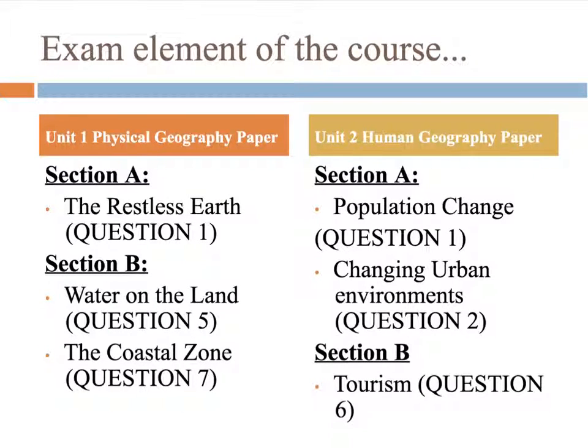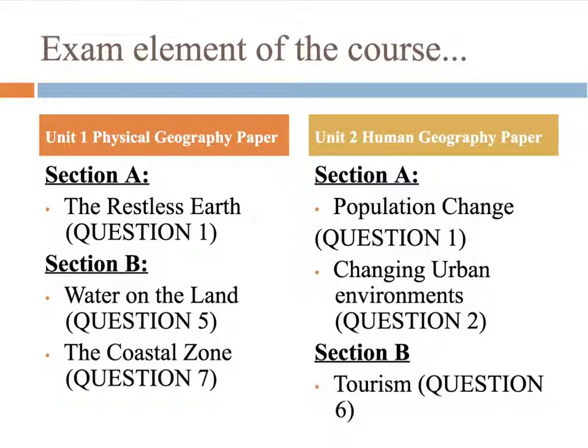So, looking at these two exam papers, Unit 1 Physical Geography, your child will answer the restless earth, which is question 1, water on the land, question 5, and the coastal zone, which is question 7. They do not answer any of the other sections because we have not taught them that, and they don't need to answer more than 3 sections.